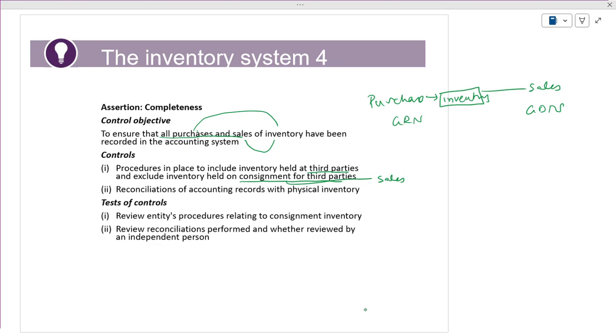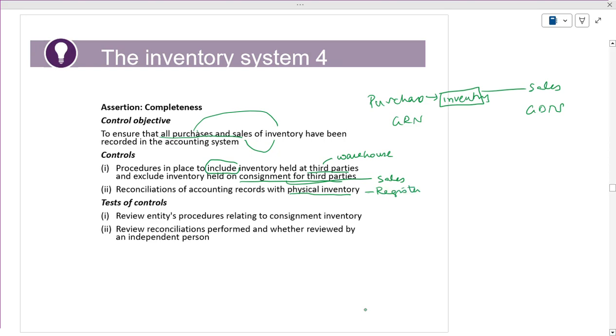So include inventory at the third parties. One of the third parties is a warehouse. And exclude, we should exclude it with any sales. We should not take that into consideration. Inventory held on consignment for third party. Reconciliation of records and physical inventory. What is the physical, and what is with the register?